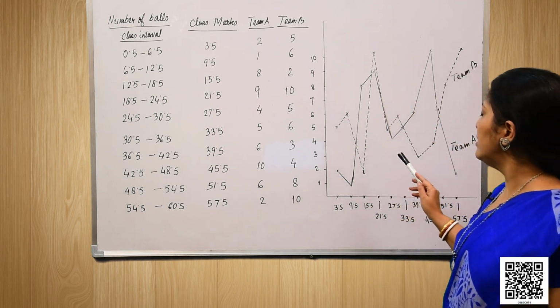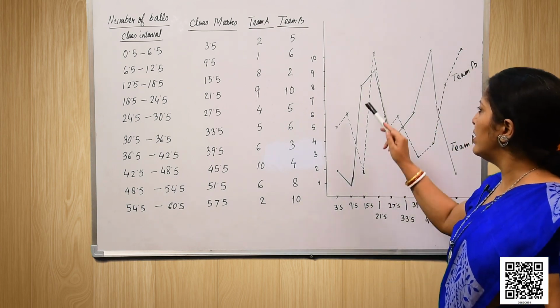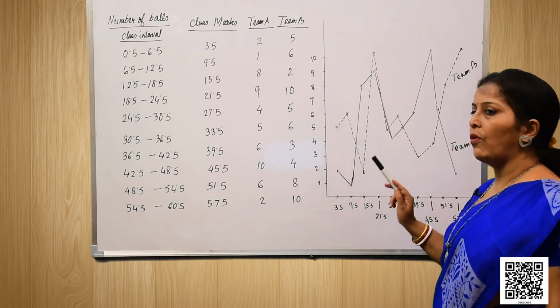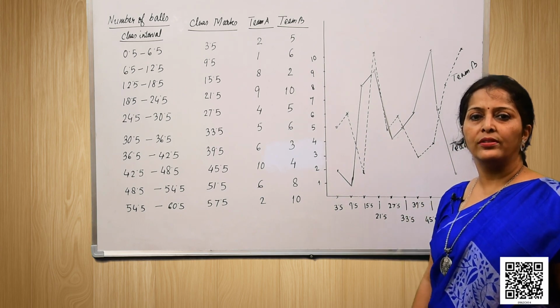So you can see here two frequency polygons on the same graph, the darker one for team A and the dotted one for team B. So I hope it is clear to you all.